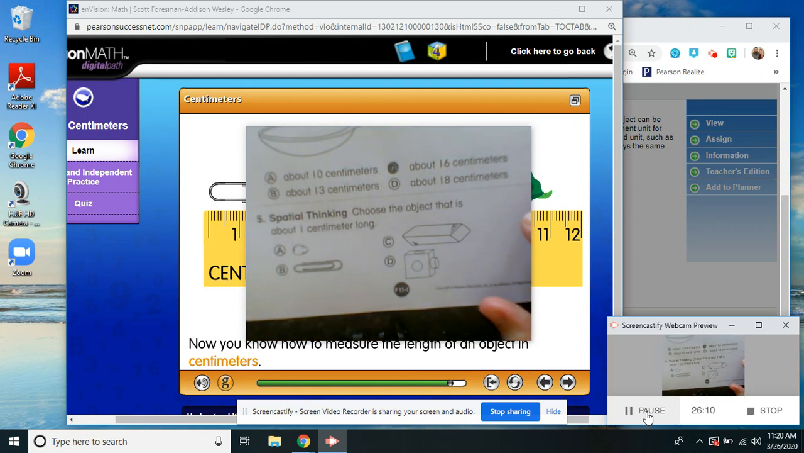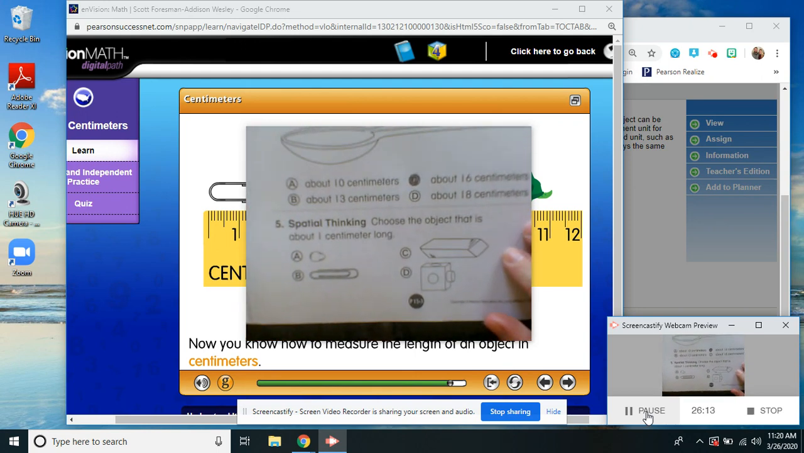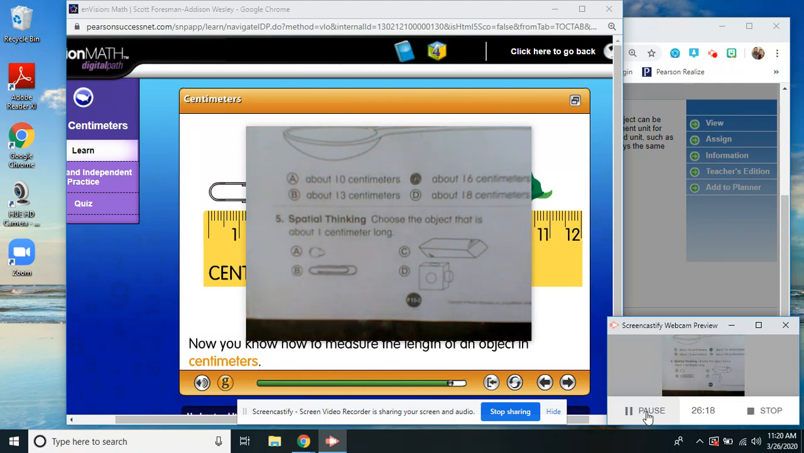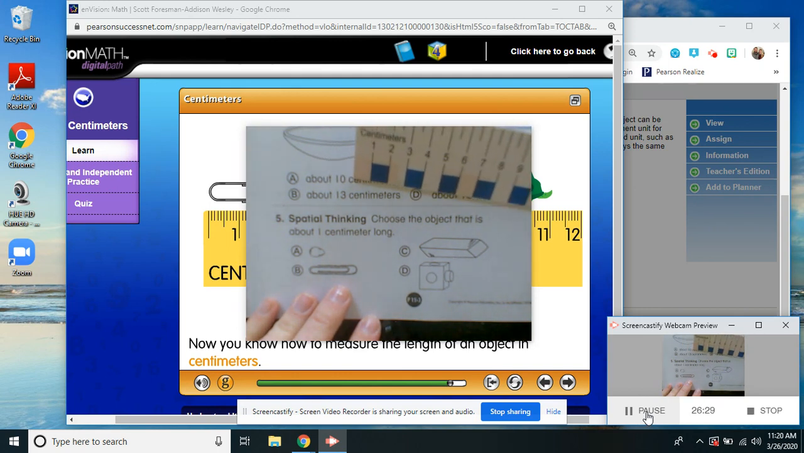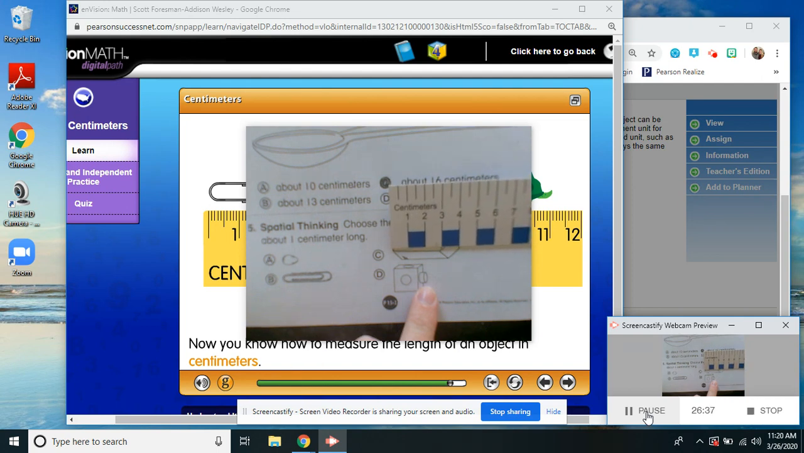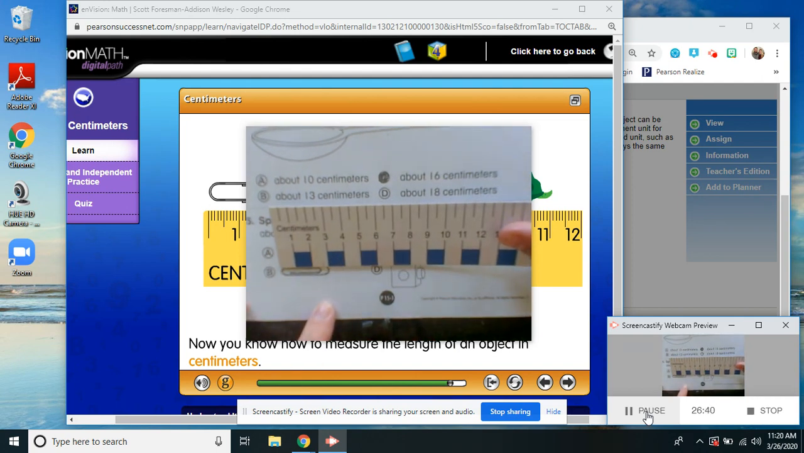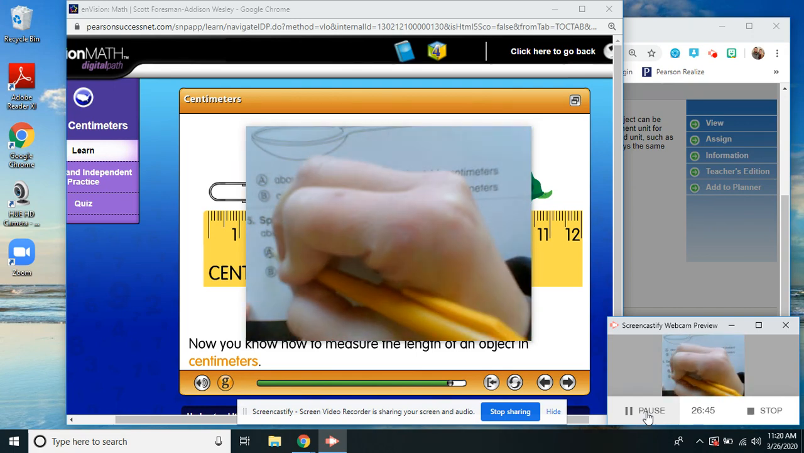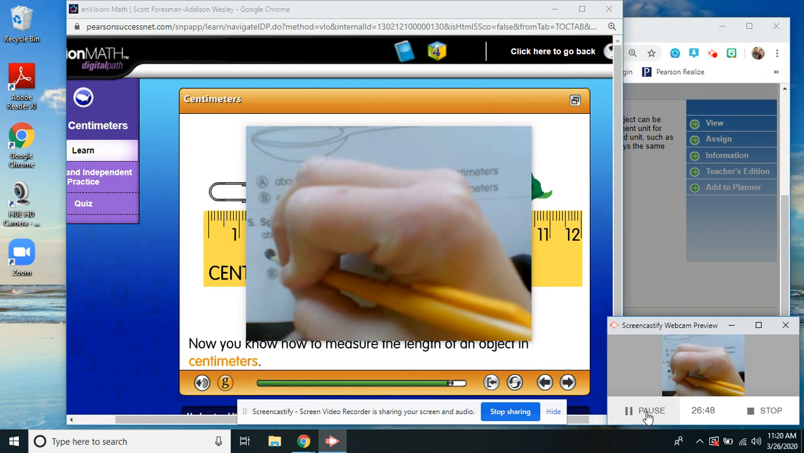Okay, choose an object that is about 1 centimeter long. So we have a seed, a paperclip, an eraser, and a cube. Which item do you think is about 1 centimeter long? If you are unsure, you can use your ruler to check. I'm going to work backwards. Well, this cube is about 2 centimeters, so that won't work. The eraser is about 4. The paperclip is about 3. Oh, the seed is about 1 centimeter. So I'm going to say A, 1 centimeter.